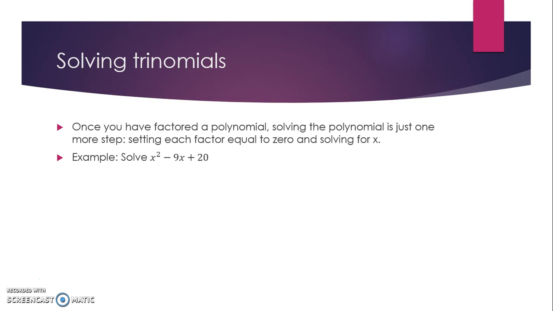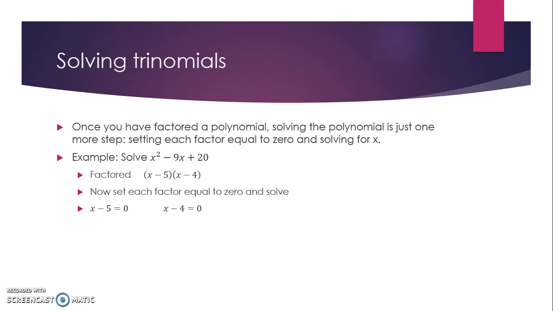So I think about those in my head or write them on my paper, whatever's going to help me the best. And I know that negative 5 times negative 4 gives me positive 20. And then when I add negative 5 and negative 4, they give me negative 9. So the factored form is x minus 5, x minus 4. But the directions for this problem say to solve it. So I have to take it one step further, and I'm going to set each of those factors equal to 0. So x minus 5 equals 0 and x minus 4 equals 0.